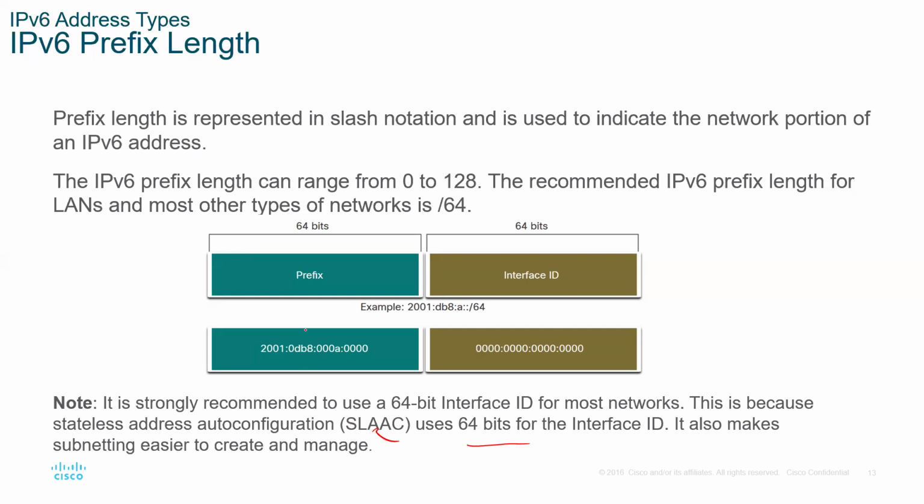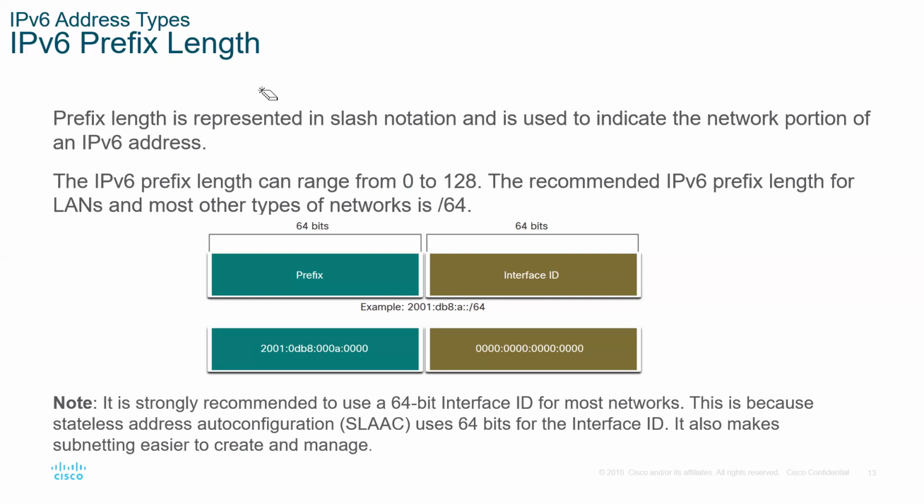This is because stateless address auto configuration uses 64 bits for the interface ID. We'll look at that later on. I think the important thing to get out of this is, when we did IPv4, we had the subnet mask, which was used to separate the network portion and the host portion. I think we also had the prefix length. You can remember /24, /25, /26. That was the prefix length. It was also used to identify the network portion and the host portion.